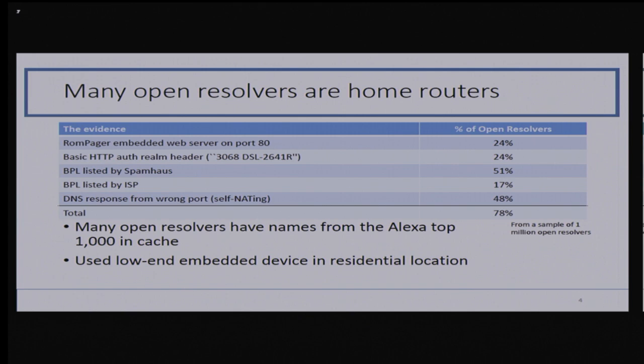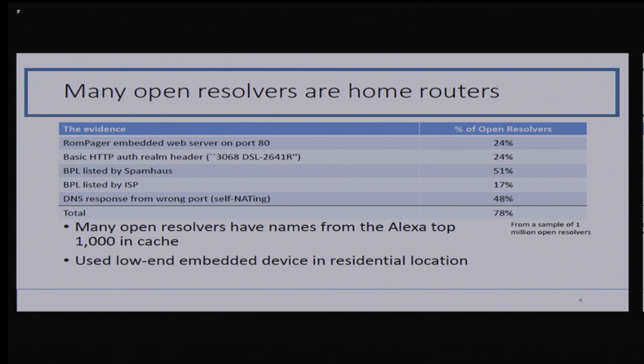We came to the conclusion that open resolvers are home routers. And in discussions from yesterday, it seems that other people have come to the same conclusion. Always nice to see independent people come with the same answer. We have some evidence to support this hypothesis. When you look at a random sample of open resolvers on the internet, we see the following attributes. A quarter run RomPager, which is a popular embedded web server application. A quarter provide a basic HTTP auth realm in HTTP responses, like the example I show on the slide there. Almost 70% are on policy block lists, which, among other things, tend to have residential locations.